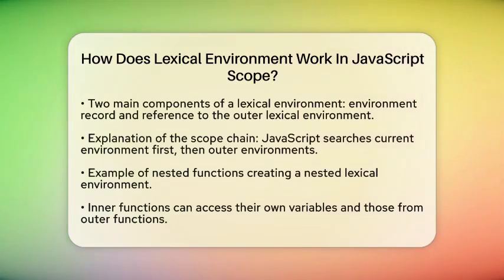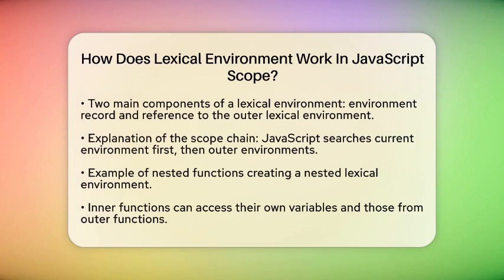Every time a function runs, it creates a new execution context, which in turn creates a new lexical environment. This environment has two main components. First, there is the environment record. This record holds all the variables, constants, and function declarations for that specific scope. Second, there is a reference to the outer lexical environment, which is the parent scope.